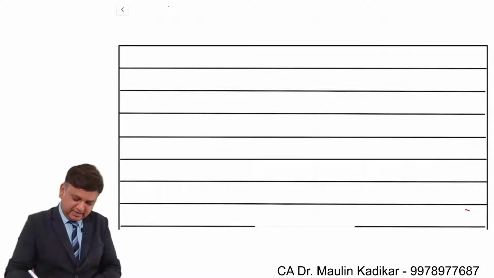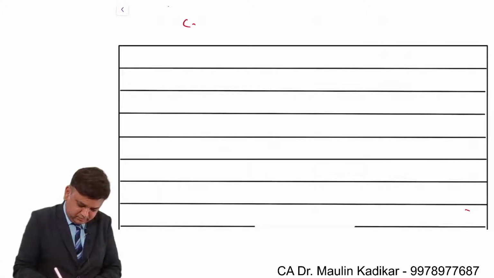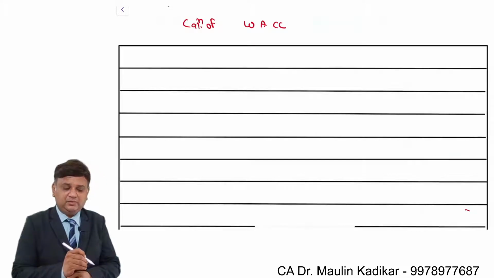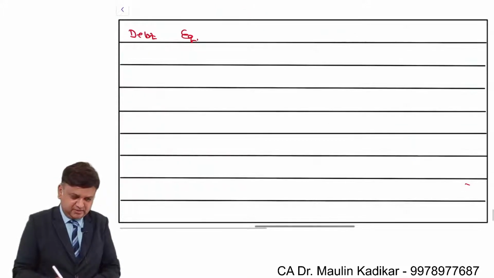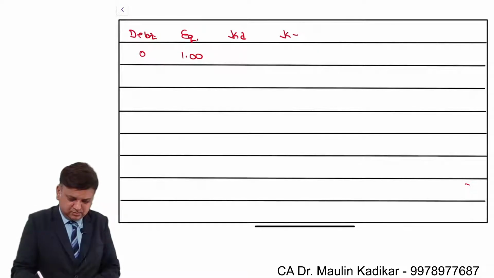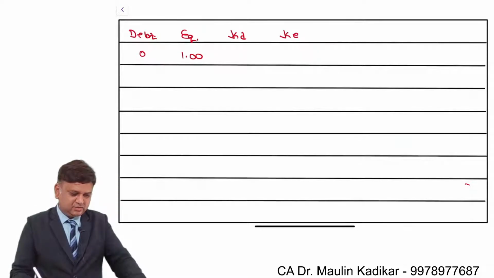So write down the heading: calculation of weighted average cost of capital. Column number 1 is the debt financing proportion. Column number 2 is equity financing. In that say 0 and 1. Then cost of debt and cost of equity. Cost of debt is 5% and cost of equity is 15%. Last is weighted average cost of capital.